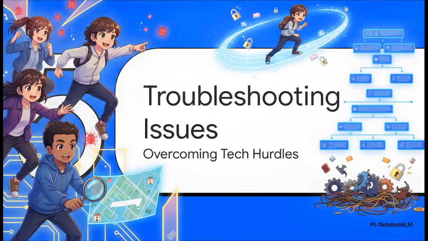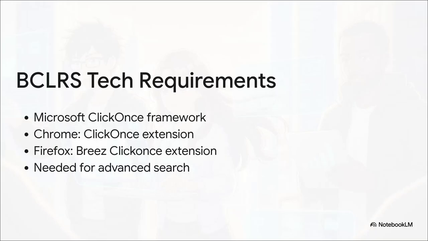Which brings us to Section 5, Troubleshooting Common Search Issues and Overcoming Tech Hurdles. Now, there is a purely technical glitch that stops a lot of people dead in their tracks. The Land Records Portal, the BCLRS, is built on a very specific Microsoft ClickOnce framework. What does that mean for you? Well, if you're using Google Chrome, you absolutely must install the ClickOnce extension. If you're a Firefox user, you need to install the Breezy ClickOnce extension. If you ignore this little step, the system defaults to a super basic search, and you lose all your advanced multi-field indexing capabilities. So take the 60 seconds to install those extensions.